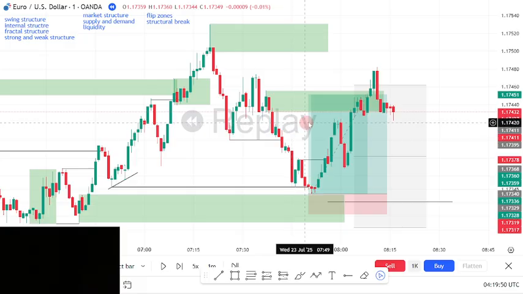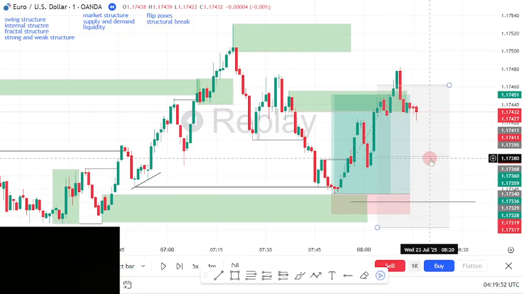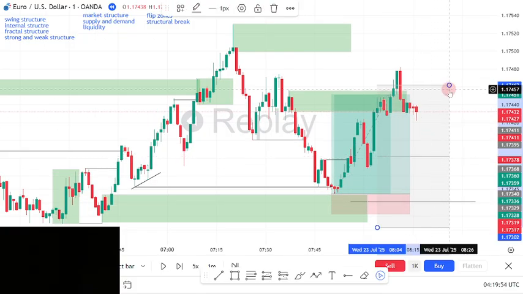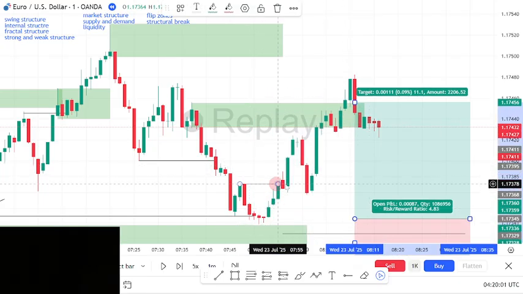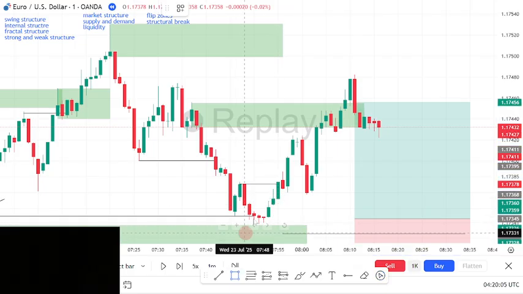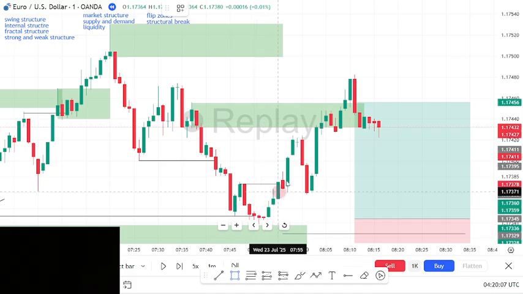Okay, so if we were expecting this pullback, we would have gotten this move, or we would have waited for price to break this structure, right? And when price breaks this, we will expect the initiation of the range for price to pull back.